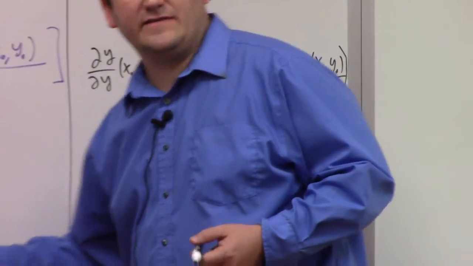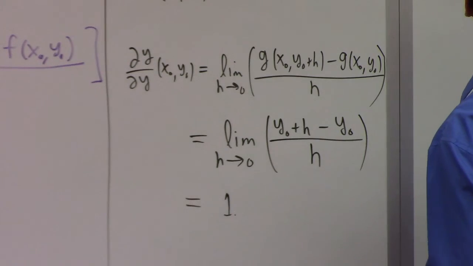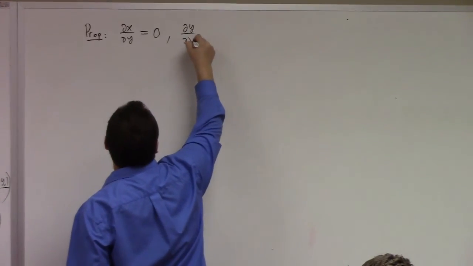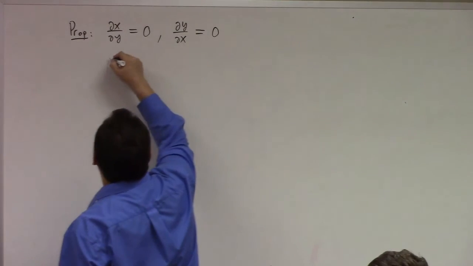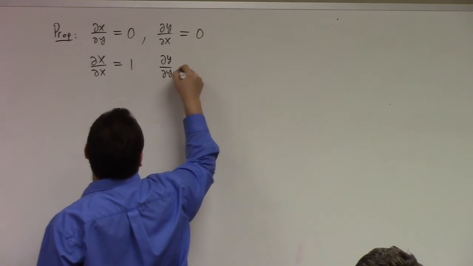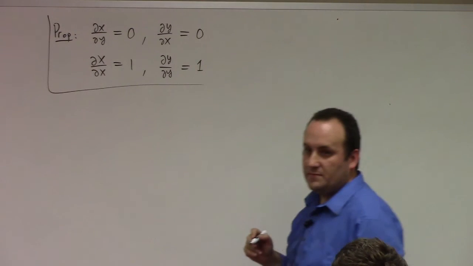But the point was arbitrary, right? x naught, y naught, it's totally arbitrary. So it means that these identities we just worked out hold for all x and y in the plane. Okay? So we have this little proposition: partial x of y is equal to 0, partial y of x is equal to 0, partial x of x is equal to 1, and partial y of y is equal to 1. I proved half of these. The other half are very similarly proved.